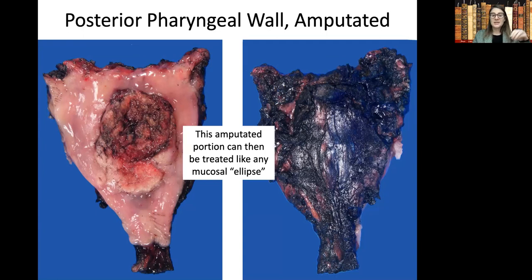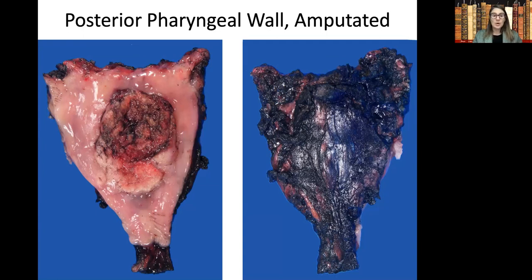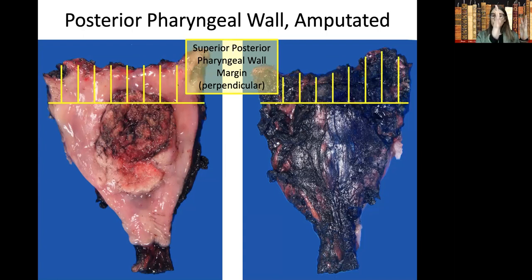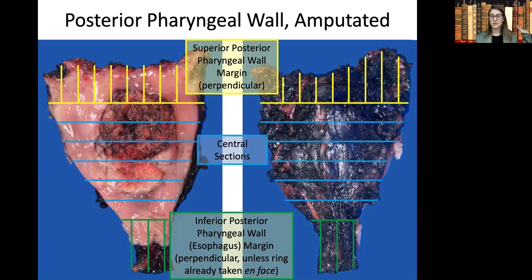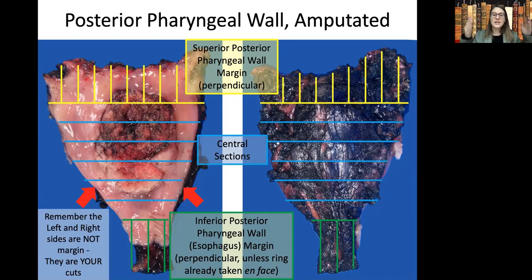So this amputated portion can then be treated like any mucosal ellipse, where your superior posterior pharyngeal wall margin can be taken in perpendicular sections. Your inferior posterior pharyngeal wall or esophagus margin can also be taken perpendicularly, again, unless you've already taken it as an en face donut. And then the remainder just central sections. Remember that your left and right sides of this particular piece of tissue, right, are not margin. They're your cuts. So those are not true margins. Really, the only true margins are that superior mucosal, that inferior mucosal, and that soft tissue deep.